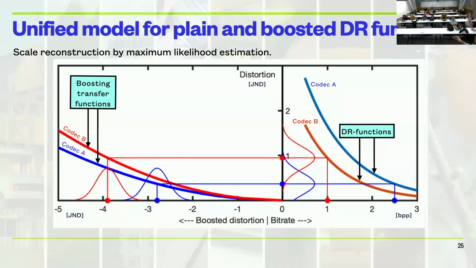So this is the joint model that we apply. We have a functional model for these distortion rate functions and a functional model for these boosting transfer functions. And the parameters of these have to be estimated. So instead of estimating one scale value for each stimulus, we estimate the parameters for distortion rate functions and the parameters for the boosting transfer functions. And then at the end, we will output just these functions, a formula for this function.